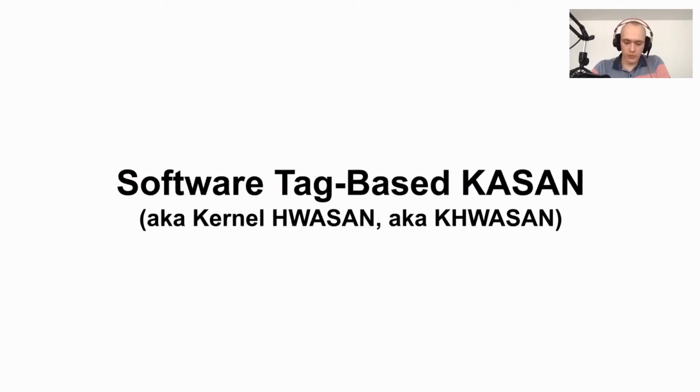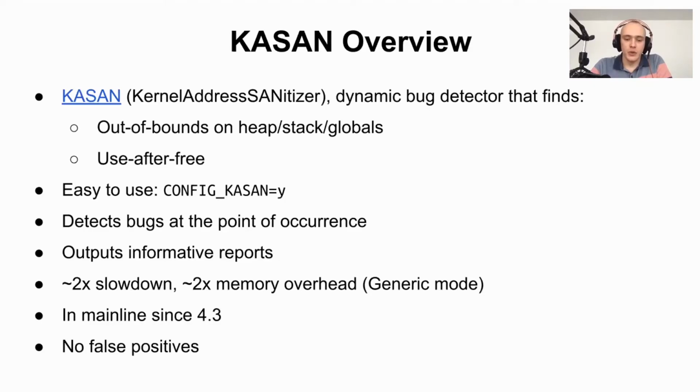Okay, now we come to the third part of the talk, which is about software tag-based KASAN. Initially it was called kernel KASAN, since we wanted to implement KASAN for the kernel. But at some point we decided to change the name to better integrate it with the current naming scheme that is used for KASAN. For those who don't know, KASAN is a memory bug detector for the Linux kernel. It can find out-of-bounds bugs on heap, stack, and globals, and it can find use after free bugs and some other types of memory issues.